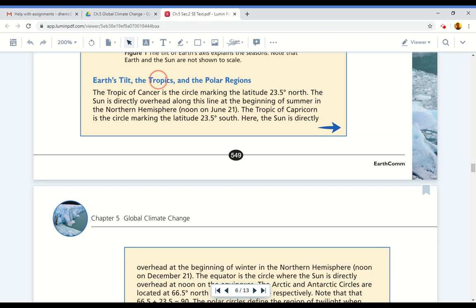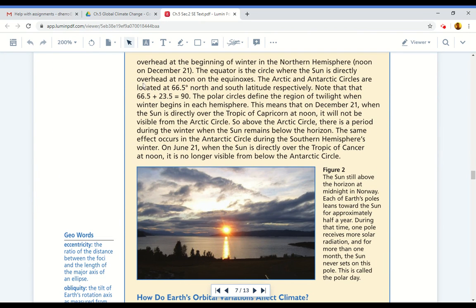Earth's tilt, the tropics, and the polar regions. The Tropic of Cancer is the circle marking the latitude 23.5 degrees north. The Sun is directly overhead along this line at the beginning of summer in the Northern Hemisphere. The Tropic of Capricorn is the circle marking the latitude 23.5 degrees south. Here, the Sun is directly overhead at the beginning of winter in the Northern Hemisphere.